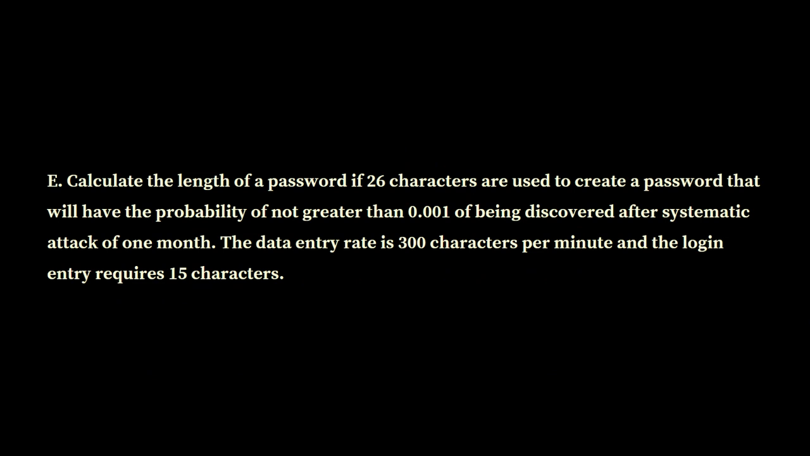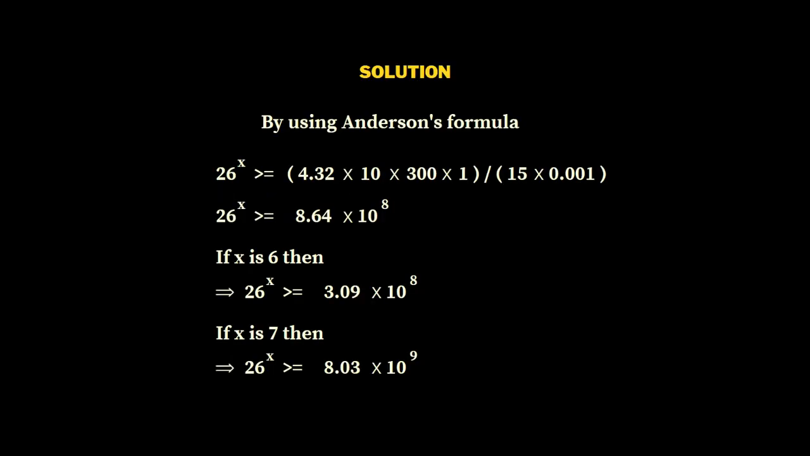E. Calculate the length of a password. If 26 characters are used to create a password, that will have a probability of not greater than 0.001 of being discovered after a systematic attack of 1 month. The data entry rate is 300 characters per minute and the login entry requires 15 characters. By using Anderson's formula, 26 to the power x should be greater than or equal to 4.32 times 10 times 300 times 1 divided by 15 times 0.001.